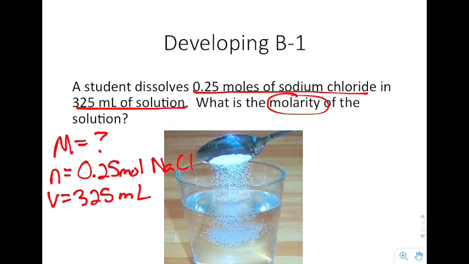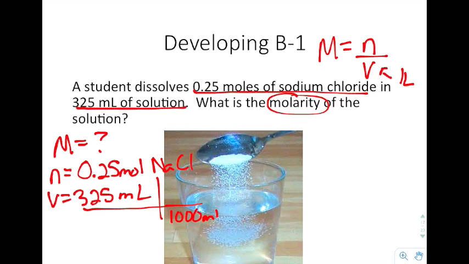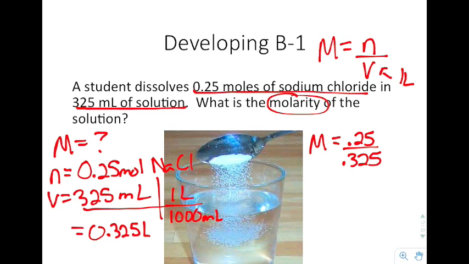Now you should know that the formula for molarity is equal to the number of moles divided by the volume, where the volume is expressed in liters. So we can't leave this in milliliters. We have to convert it to liters. By doing that, we divide by 1,000, and that gives us 0.325 liters. Now we can go ahead and plug into our formula: molarity is equal to 0.25 divided by 0.325, and whenever you plug this into your calculator, you should get a number around 0.769.